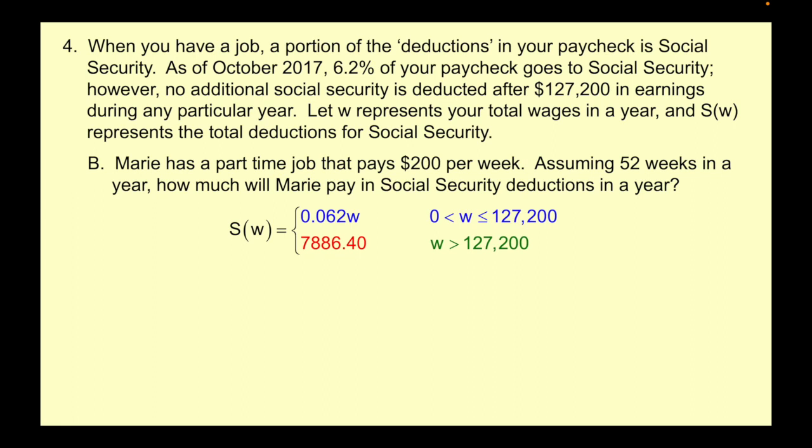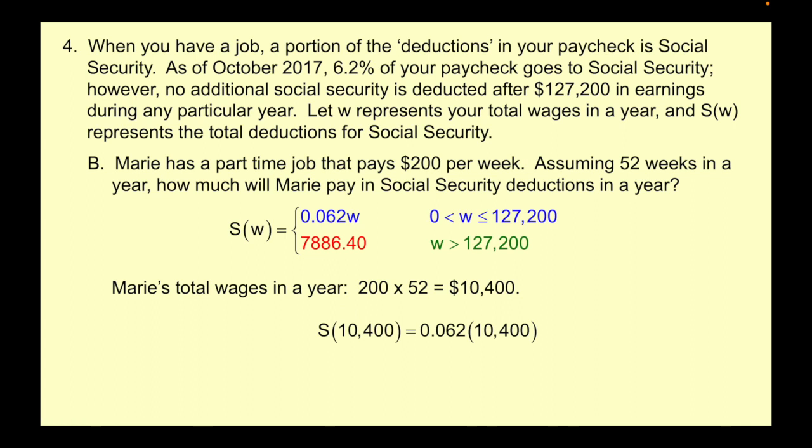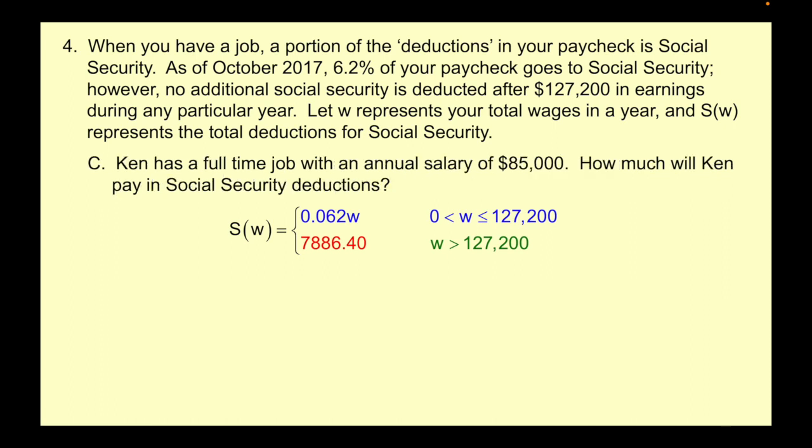So if Marie has this part-time job that pays $200 per week, and assuming 52 weeks in a year, how much will Marie pay in Social Security deductions in a year? So if it's $200 per week, we would first of all have to multiply that by 52 weeks to figure out her total amount of money that she's making during a year, which is going to be $10,400. So at this point, since her earnings are definitely between 0 and 127,200, we'd be plugging that in here. So by plugging that in there, we've got 0.062 times her earnings, and that's going to give us $644.80 that she's paying.